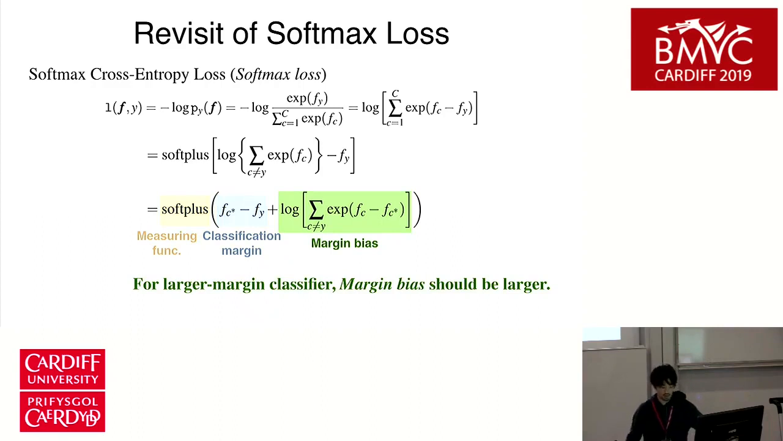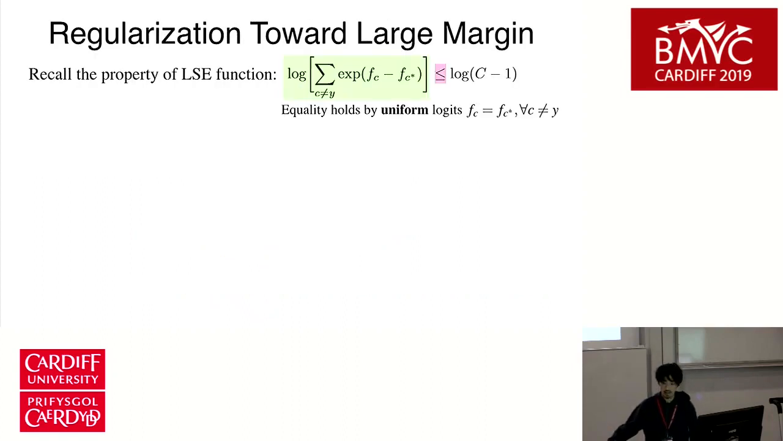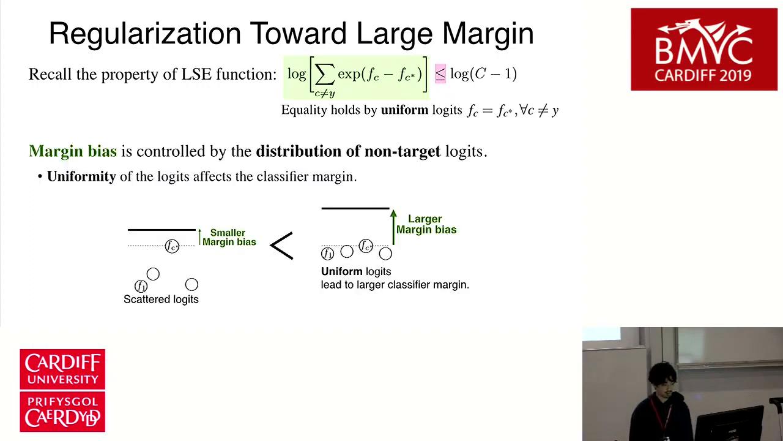So for the large margin classifier, we want to enlarge this margin bias. But how can we do that? For that purpose, we propose a regularization method like this. Please recall the property of the LSE function, which is upper bounded by the log of C minus 1, where equality holds for uniform logits. So we can say that the margin bias depends on the distribution of non-target logits. That is, the uniformity of the logits affects the classifier margin. Actually, scattered logits produce a smaller margin bias. On the other hand, uniformly distributed logits produce a larger margin bias. It leads to a larger classifier margin.